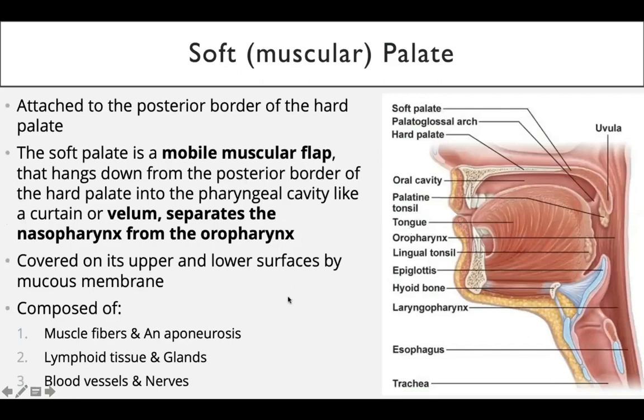That's how you remember. It's composed of muscle fibers and aponeurosis. So we are talking about the soft palate. It's composed of muscle fibers and an aponeurosis. What is an aponeurosis? Can anyone answer?